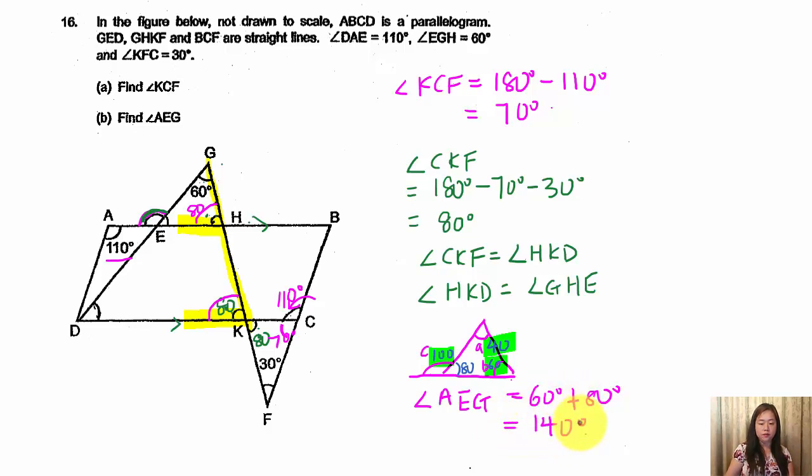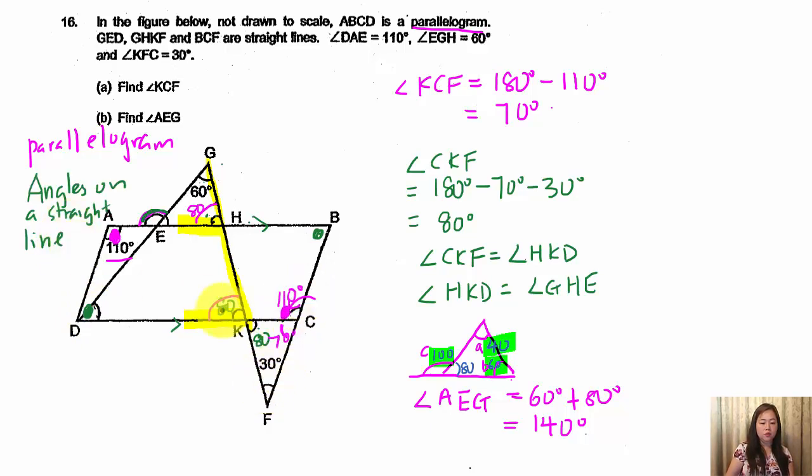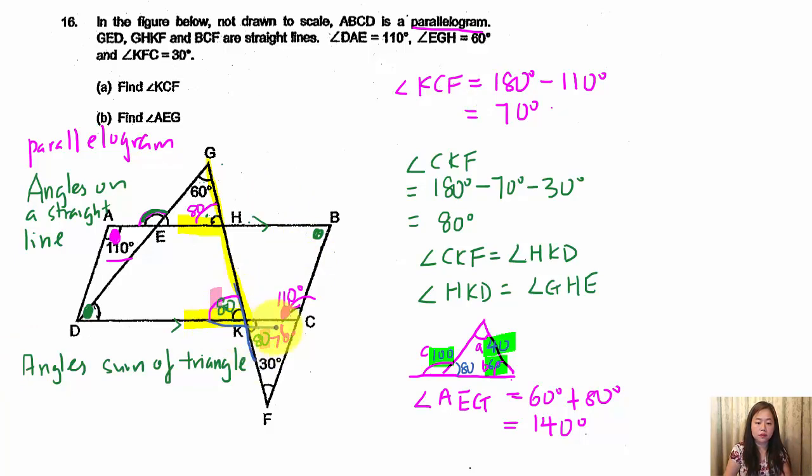Let's recap what we have learned for this. Number one, we must learn what is a parallelogram, and we know that for a parallelogram, the angle here is the same as the angle here, and likewise is the same as the angle here. We also learn the importance of angle on a straight line. We see the importance of angle sum of triangle. We also see the importance of vertically opposite angle here, where this angle is the same as this angle.